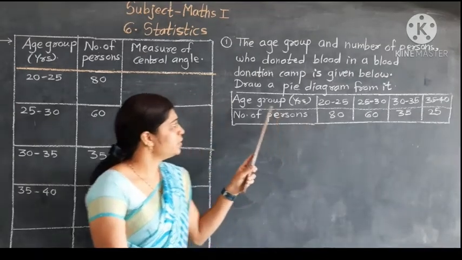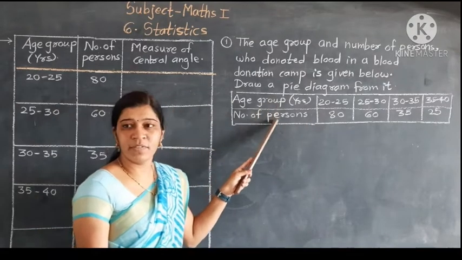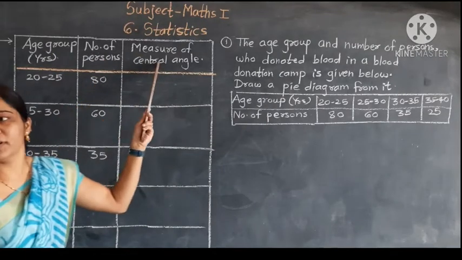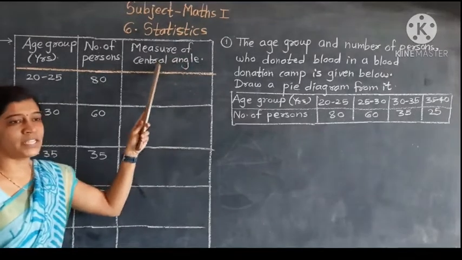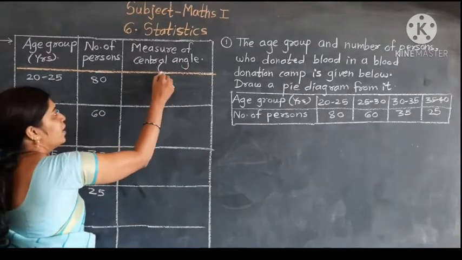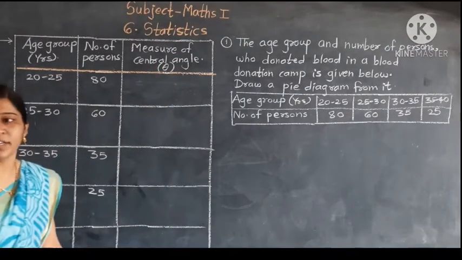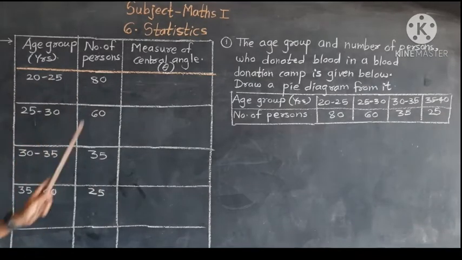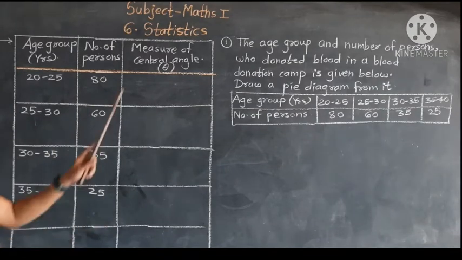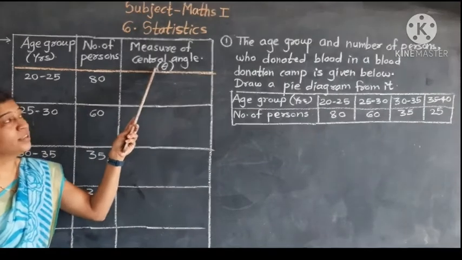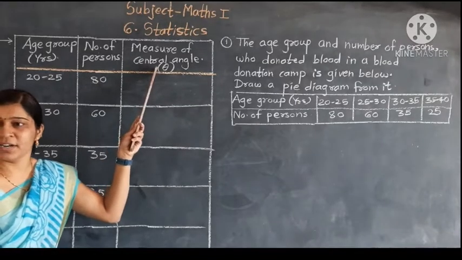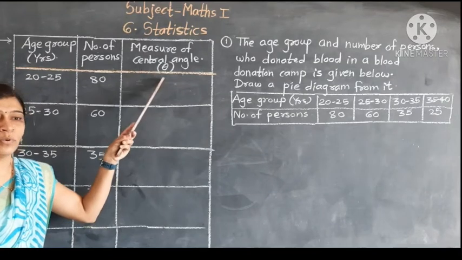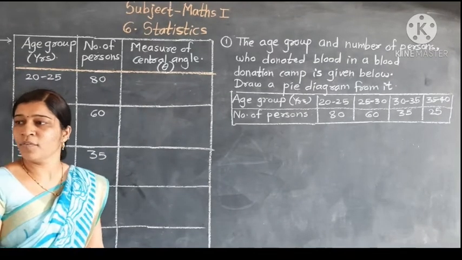Okay. See what are the given. There are two columns given. Write the two columns: age group and number of persons. And the third column is measure of central angle, that is theta. Measure of central angle theta. We have to calculate. See how to calculate. We have done the age group, number of persons. Then we had already learned the formula for finding measure of central angle: the number of the component divided by total number of components.